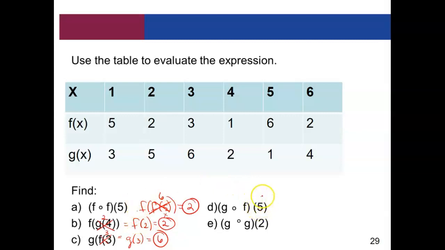Okay, over here, I'm going to start with where x is 5, and I'm going to get the f function, so that's going to be 6. So I need to then find g of 6. g of 6 is going to be 4. And then finally, g of g of 2, we start with where x is 2, and then I'm going to find g of 2, which is 5. Okay, so g of 5, I'm going to come over here to where x is 5. So g of 5 is 1.